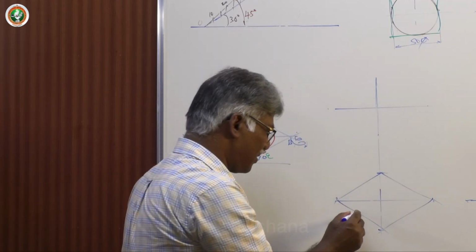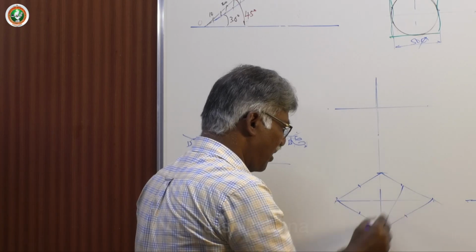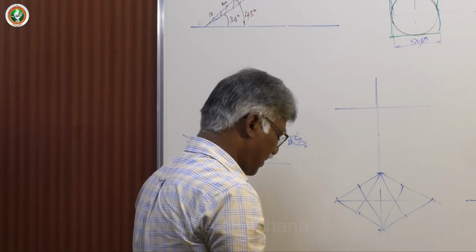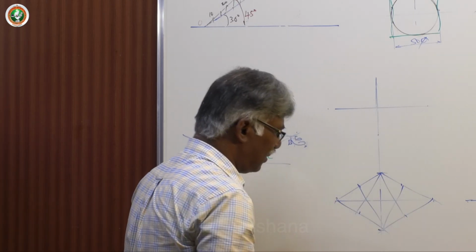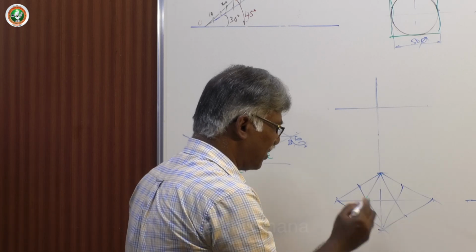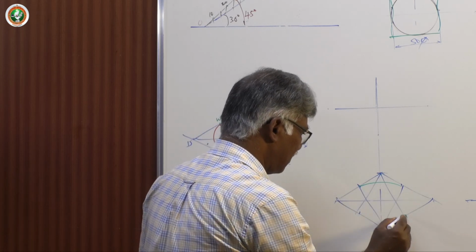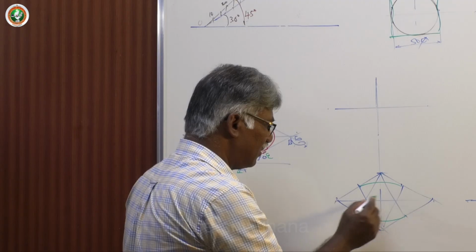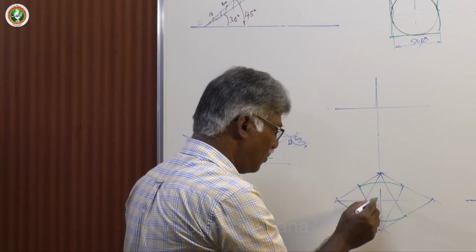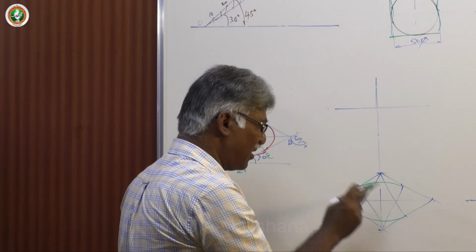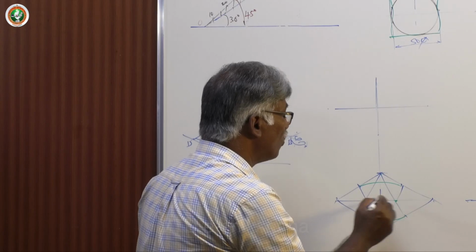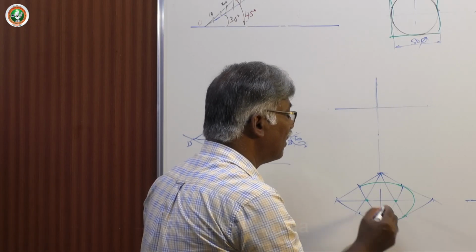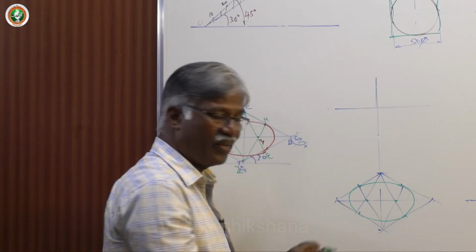Then mark midpoints, join them, and then take obtuse angle corners as centers, draw arcs. Then these two as centers. Don't take the center. Center is the most dangerous point here. Take only these 2 points identified. Then draw arcs. You'll get the ellipse.